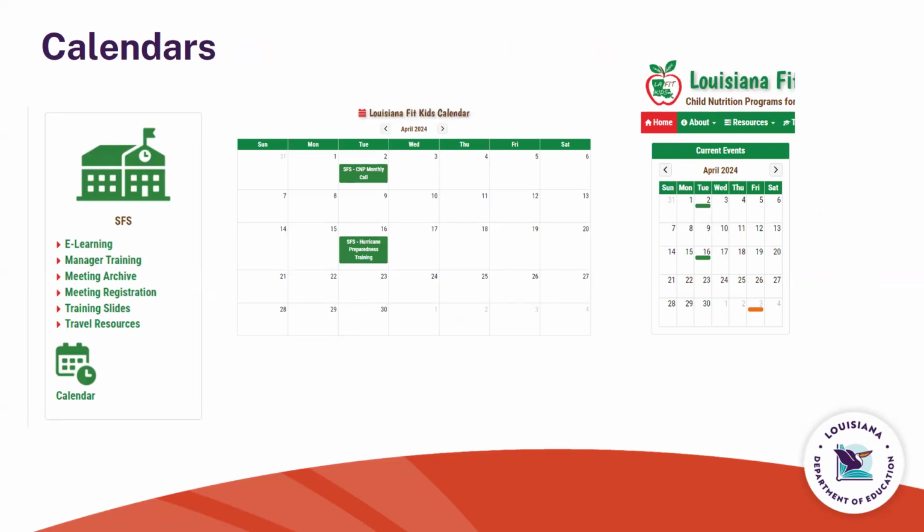So another thing to note is that the calendar of events are color-coded as well. You can find the calendars in two different places on the website. You can view the calendar for each section by clicking on the calendar icon in each section. At the bottom of the school food service, you'll see that calendar icon. Or on the main screen, you can click on that calendar. It's on the left-hand side of the screen right under home, and it's actually color-coded there as well.